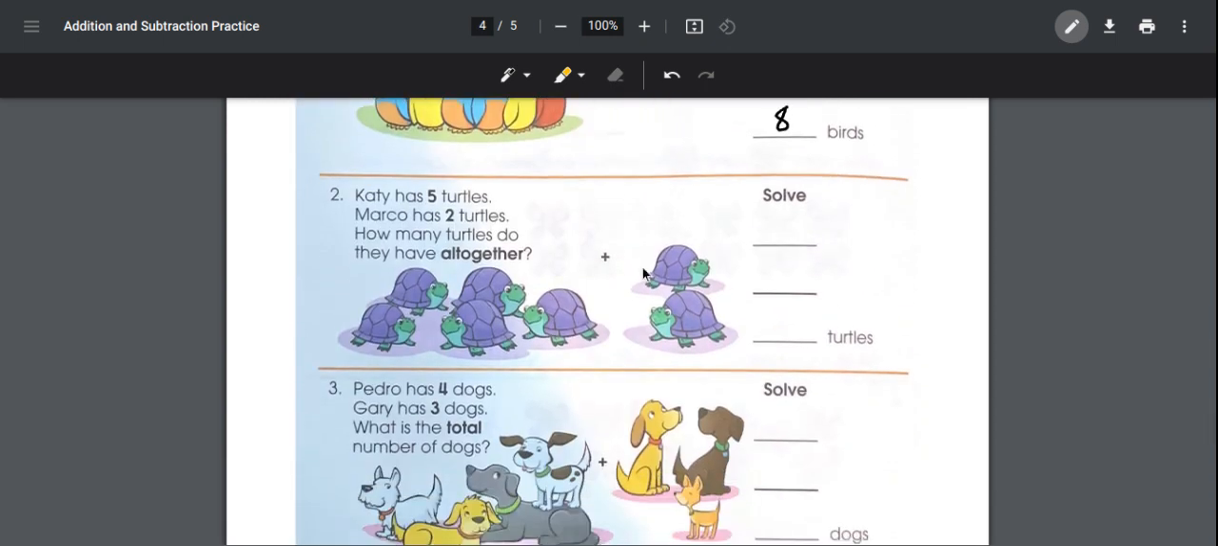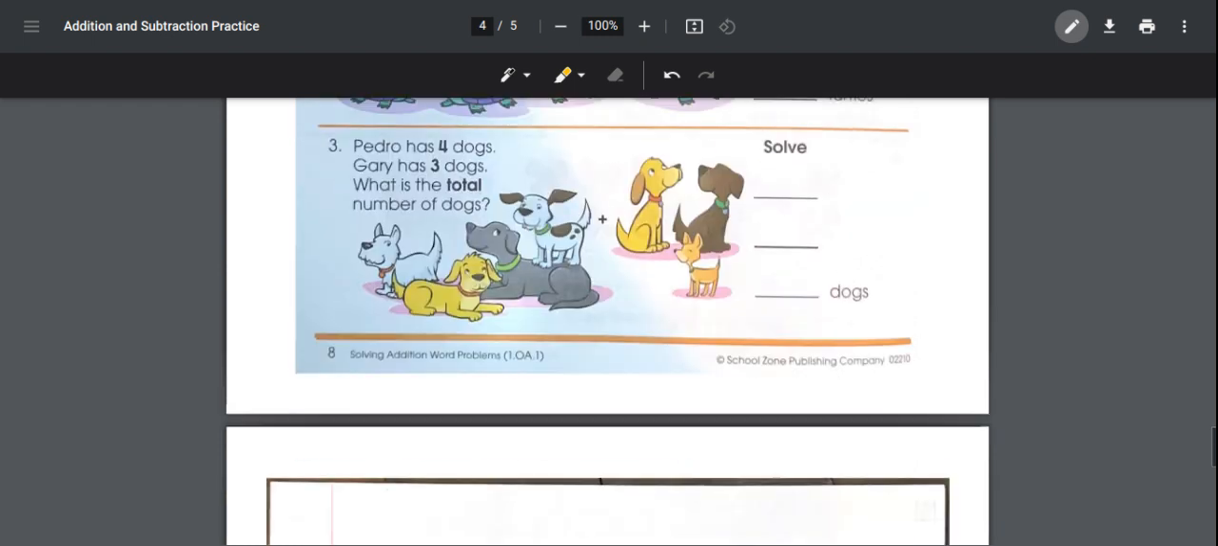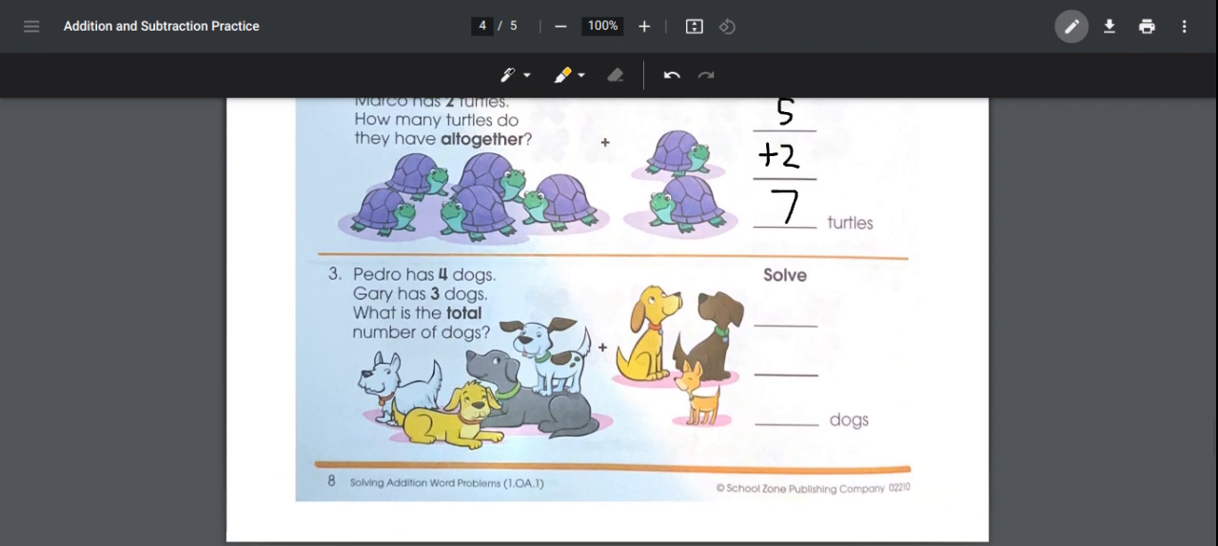Okay, number 2. So it says Katie has 5 turtles. So we have 5 right here. And then I'm guessing her friend Marco has 2 turtles as well. So we have to put the addition sign and 2. And then the question asks how many turtles do they have altogether? So again, we just add. So 5 plus 2 is equal to 7 turtles. So they have 7 turtles altogether.